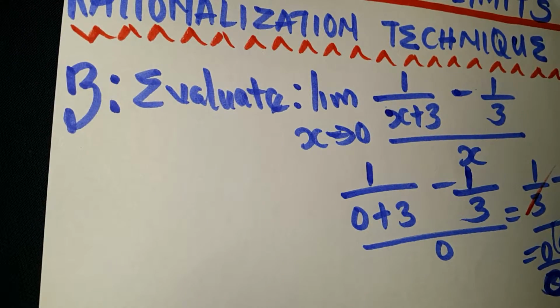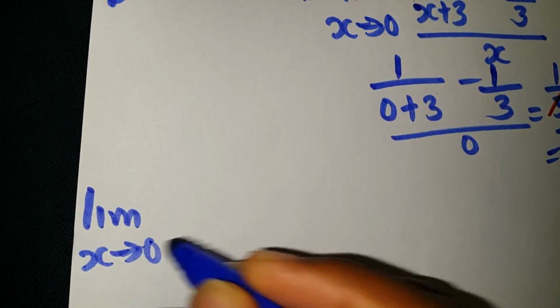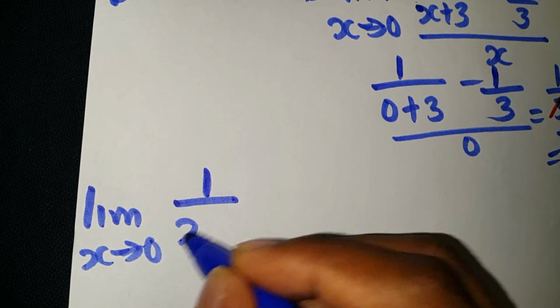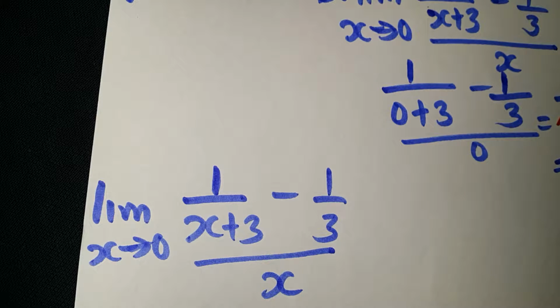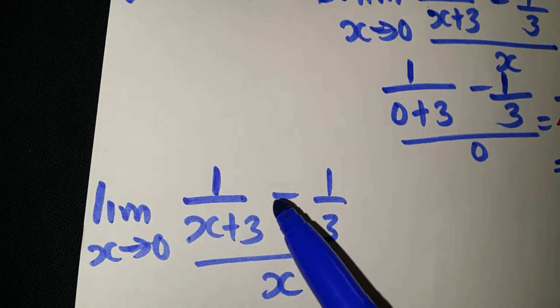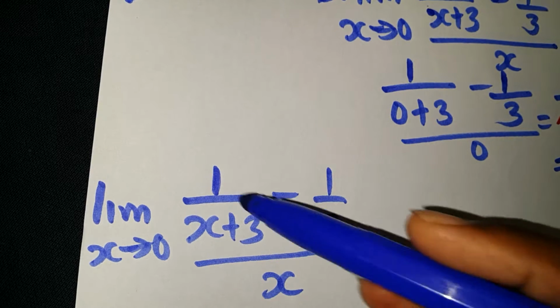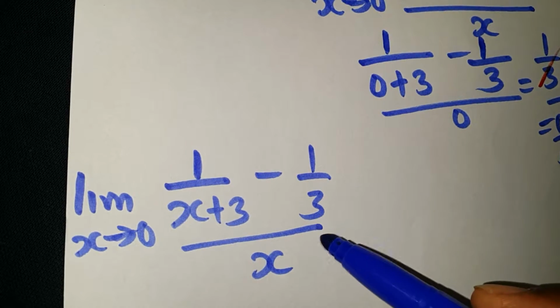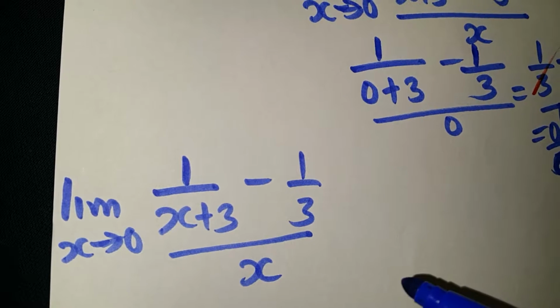Now, let's get started. Limit, let me write our function again. x tends to 0, 1 divided by x plus 3 minus 1 over 3, divided by x. So, what you have to do here is to multiply what's at the top with what is in the denominator. But here we have 1 divided by x plus 3 minus 1 over 3, divided by x. So I don't want to use that technique. Let me use this method to solve, because this one is easy.